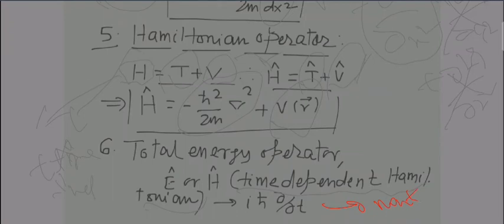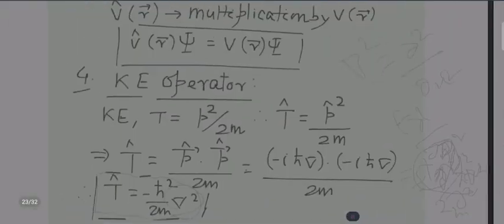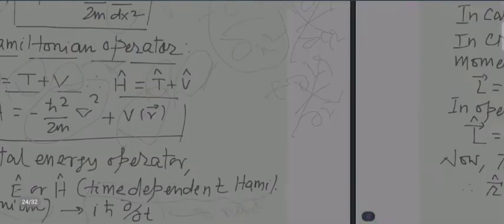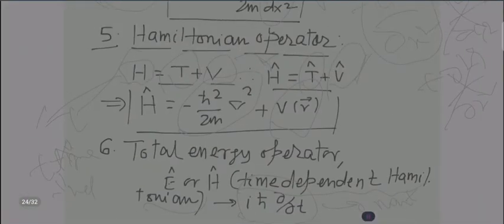So the total energy operator, E hat or H hat, the time dependent Hamiltonian, will be equal to i h cut del by del t, right? After putting all those values, it will simply be equal to this only. I have not put any proof of this over here. No need of any proof, just mug it up. i h cut del by del t is your total energy operator, don't go into its proof.